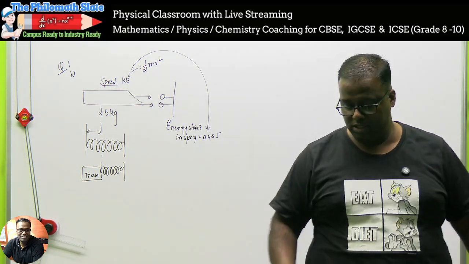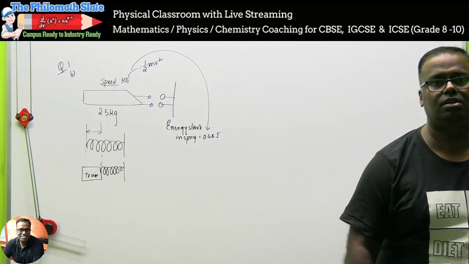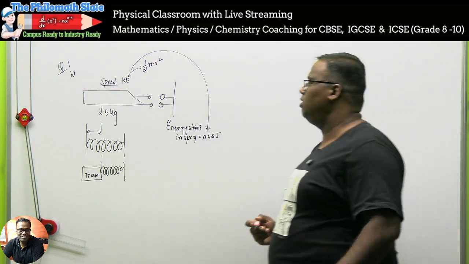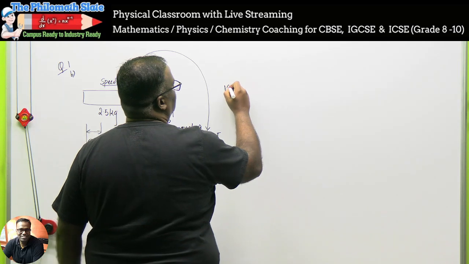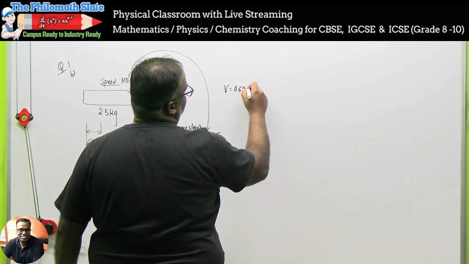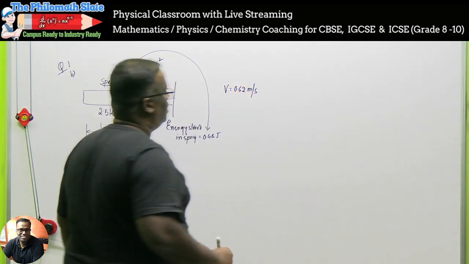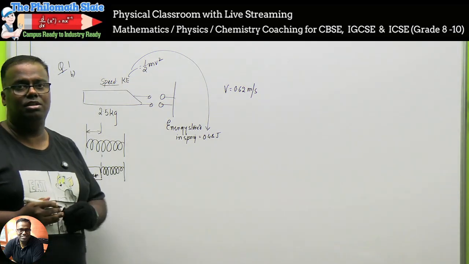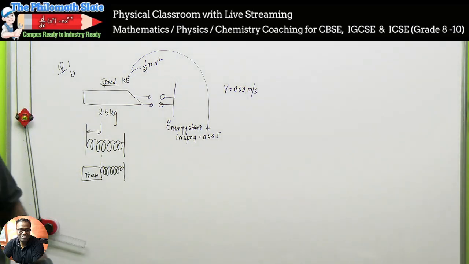How much did you get? Kirtan, able to understand this? Yeah. V equal to how much did you get? 0.62 meters per second. Did everyone get this answer? Can you show us how to solve it?